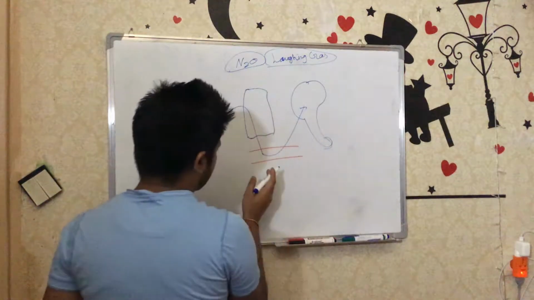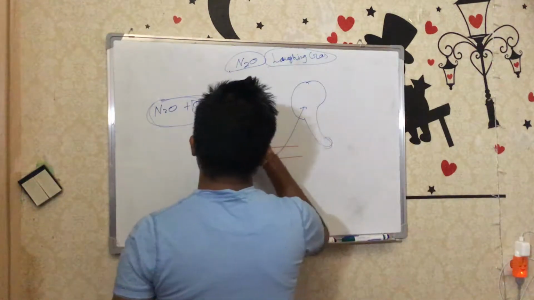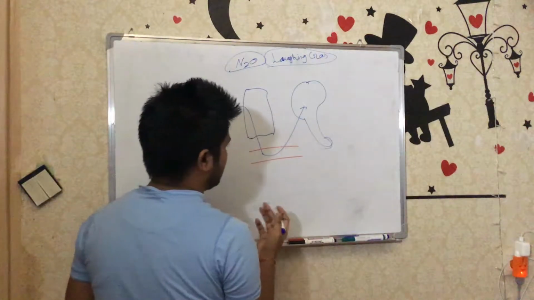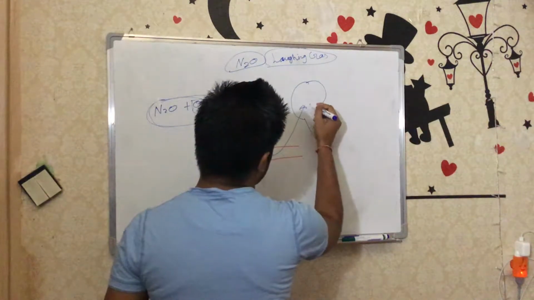Because it's in gaseous form, whatever pressure is inside the cylinder, the same pressure will be generated in the blood due to the insolubility. That's why it goes very highly into the CNS.